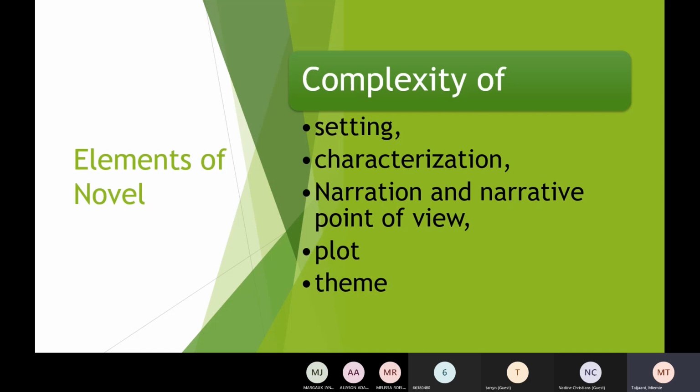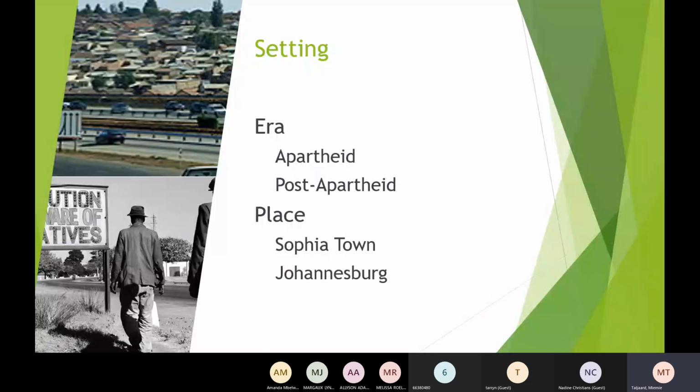Now, if we look at these elements in detail, the setting of Small Things. We have two eras. We have apartheid and we have post-apartheid. And it's interesting, you need to look at the tense of the verbs as he tells the story. Because when he switches to the present tense, it becomes far more intense and it actually becomes stream of consciousness. We know what he is thinking and what he is experiencing.